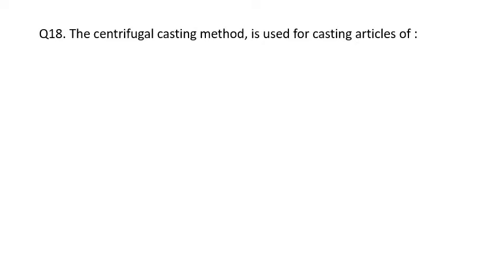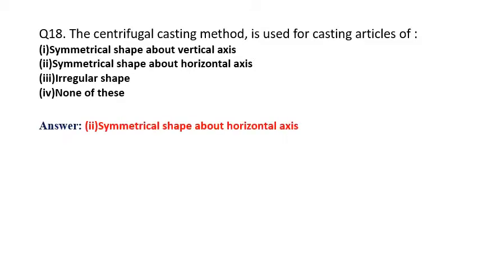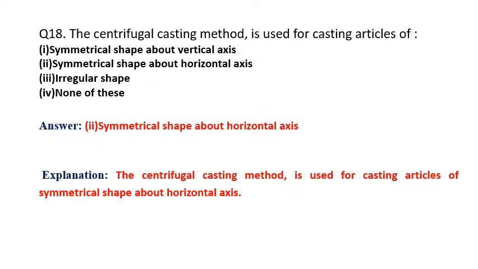Question number 18. The centrifugal casting method is used for casting articles of option 1 symmetric shape with vertical axis, option 2 symmetric shape with horizontal axis, option 3 irregular shape, and option 4 none of the above. The correct answer is option 2, symmetrical shape with horizontal axis. Explanation: the centrifugal casting method is used for casting articles of symmetrical shape with horizontal axis.